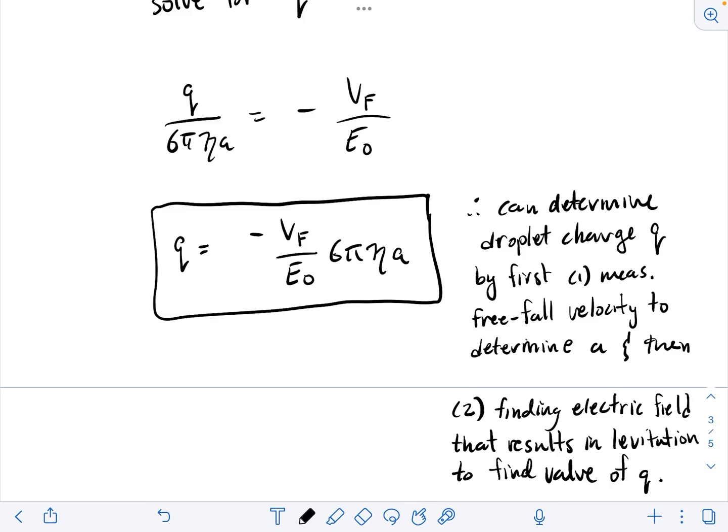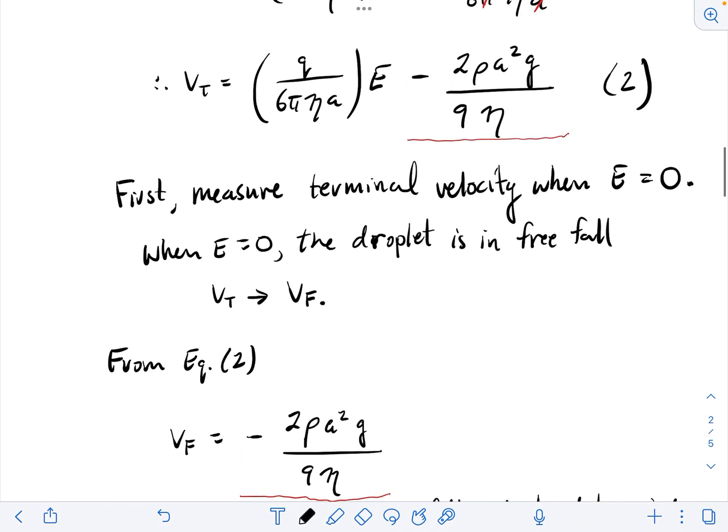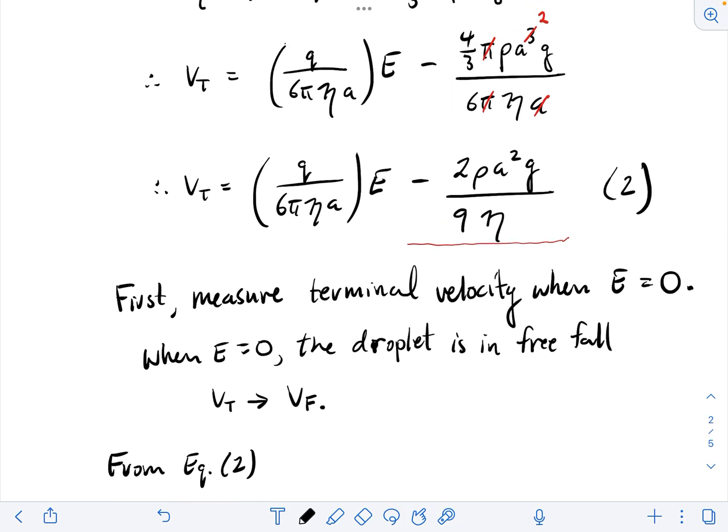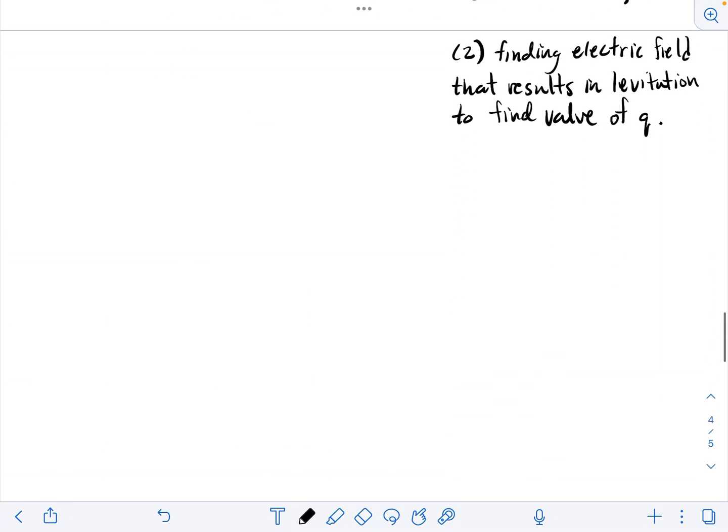I want to go back quickly because we've described one way of finding the charge of the droplet. It involves 2 measurements, a free fall velocity measurement and finding the electric field that causes the charged droplet to levitate. However, if we look at equation 2, I'm going to rewrite it down the page. So really, here's a second method to find Q. In fact, it's probably, I would say, a better method. I'm not going to change anything about it. I'm just going to write it down again.